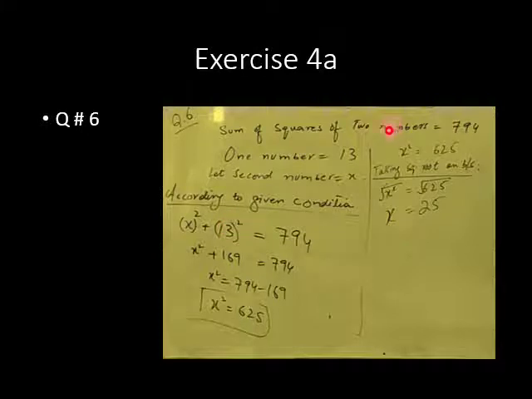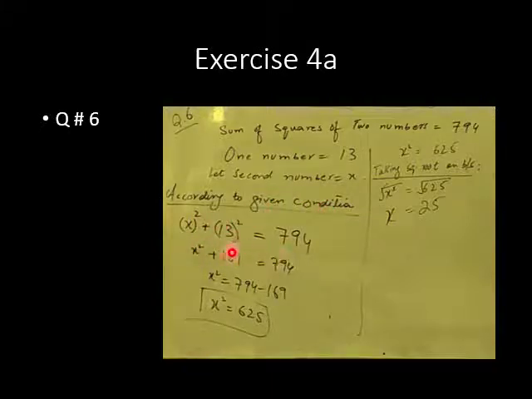Sum of squares of two numbers. We have assumed here that the two numbers are x and 13. So we take the square of both of these, x square and 13 square, and then it is equal to 794, which has been provided in the question.